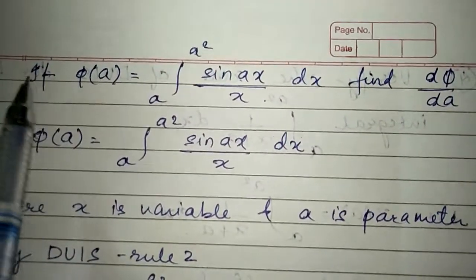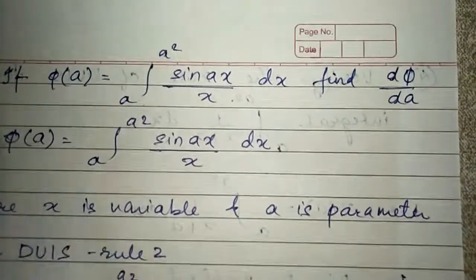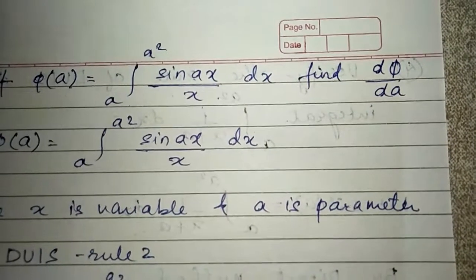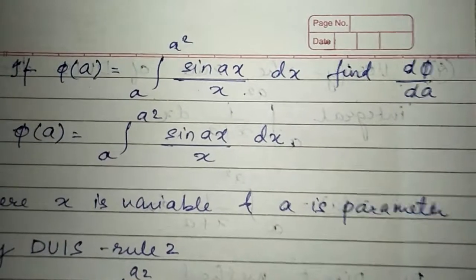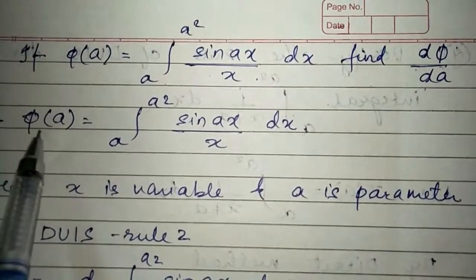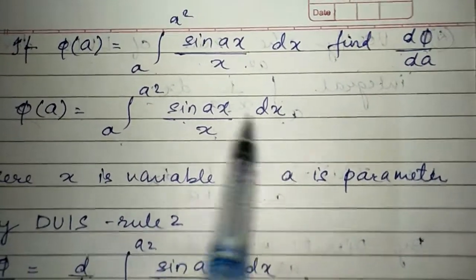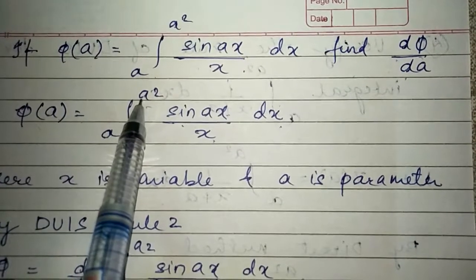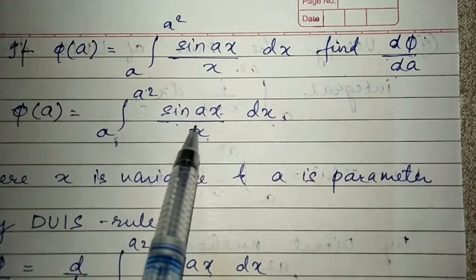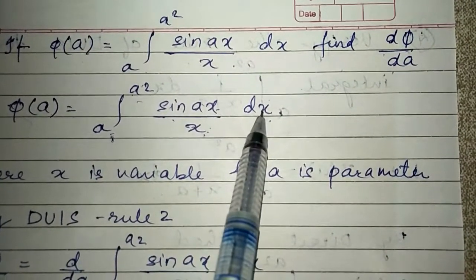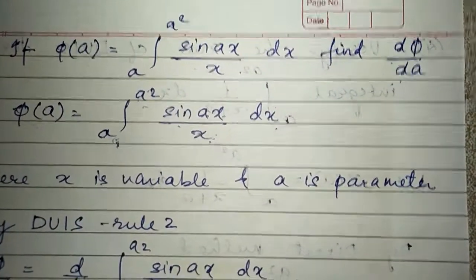It's given that phi of a is equal to the integral from a to a square of sine of ax upon x dx. You have to find d phi by da using this second rule. Okay, this is the given integral. You can see here the limits of integration are functions of the parameter, because in this integral x is the variable with respect to which we are integrating and a is the parameter. The limits are functions of the parameter.